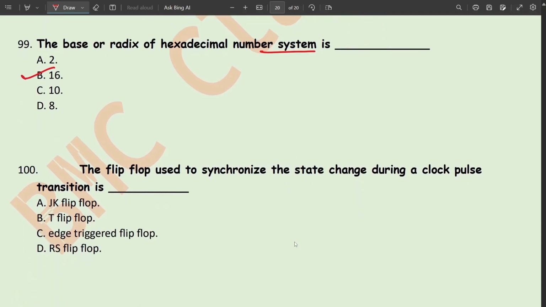Next, the flip-flop used to synchronize the state change during a clock pulse transition is. During the clock pulse transition, option number C is correct, edge triggered flip-flop.